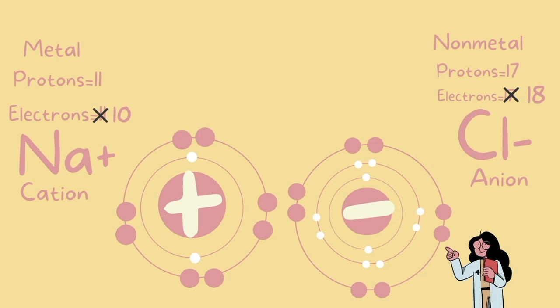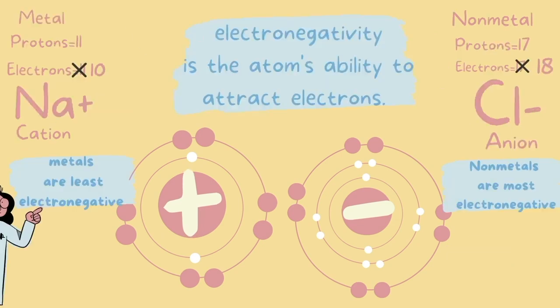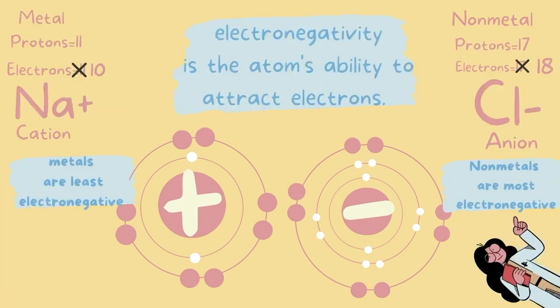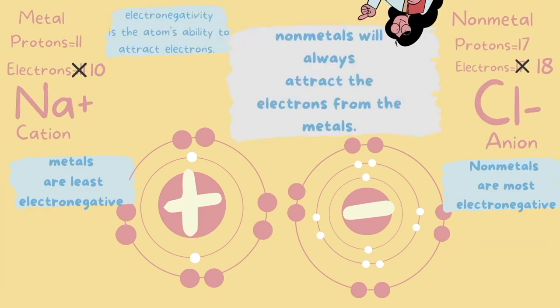As we know, opposites attract. So this is what keeps ionic bonds together. It's that attraction of opposite charges. Metals are generally least electronegative and nonmetals are most electronegative. Because nonmetals are more electronegative, it means that they are better at attracting electrons towards them. So nonmetals will always attract electrons from the metals. That's why they gain electrons and metals are the ones that lose the electrons.